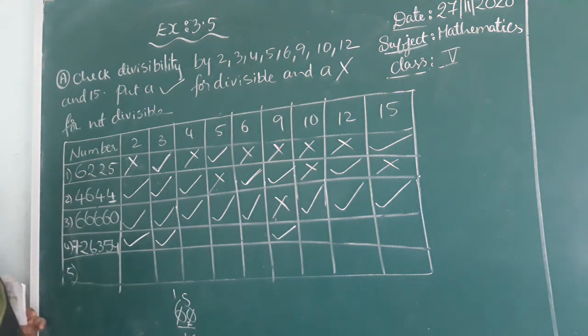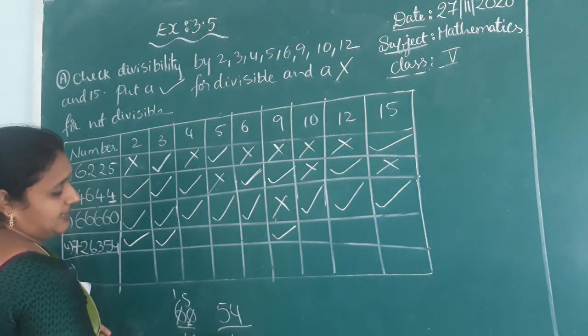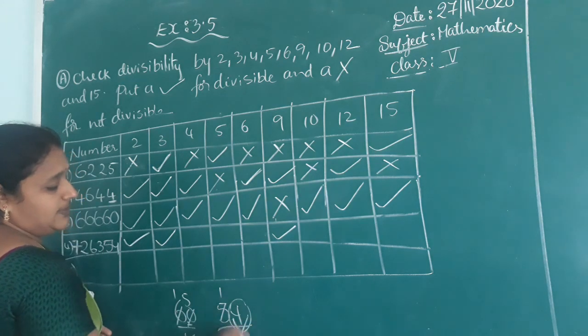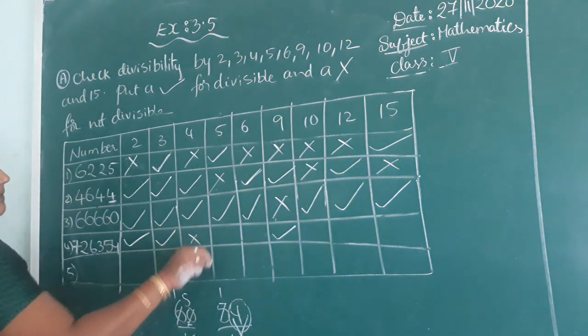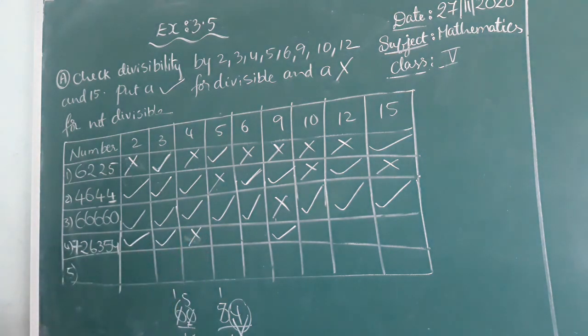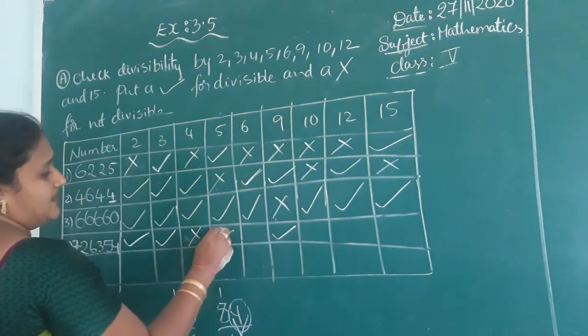Okay, next. 4, last 2 digits, 54. Is it divisible by 4? Once check: 4 ones 4, remainder 14. 14 is not possible in the 4 table, so it's not divisible by 4. See, 5. Last digit is 5 or 0. No, not there, so not divisible.